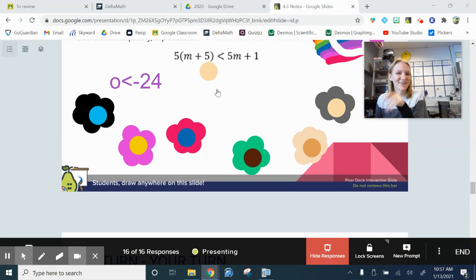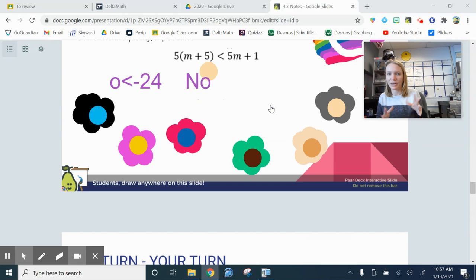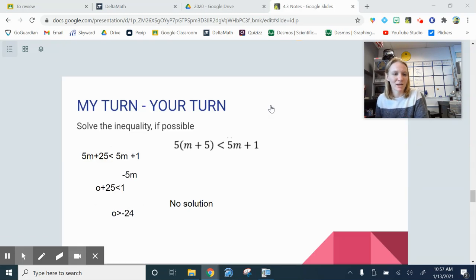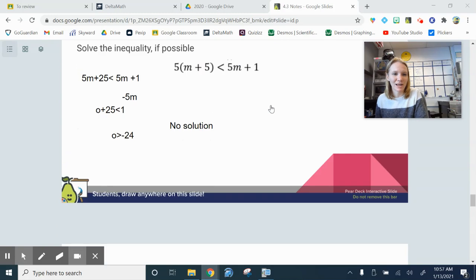0 is less than -24, false. So there is no solution to this problem. You can write false and then you can still write no solution. It's fine, you don't have to. It's not that you can only have one. You can have both because they do kind of infer the same information. Okay, very nice.